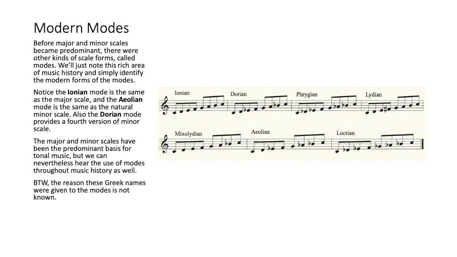Modern modes. Before major and minor scales became predominant, there were other kinds of scale forms called modes. We'll just note this rich area of music history and simply identify the modern forms of the modes. Notice the Ionian mode is the same as the major scale, and the Aeolian mode is the same as the natural minor scale. Also, the Dorian mode provides a fourth version of the minor scale, this time with a raised 6th and lowered 7th scale degrees.